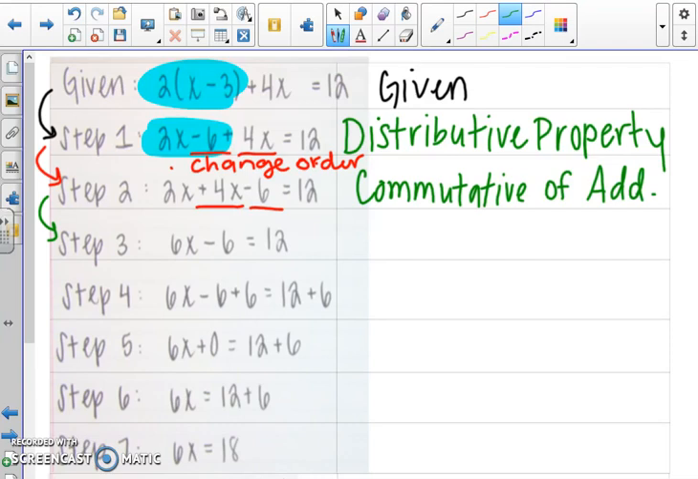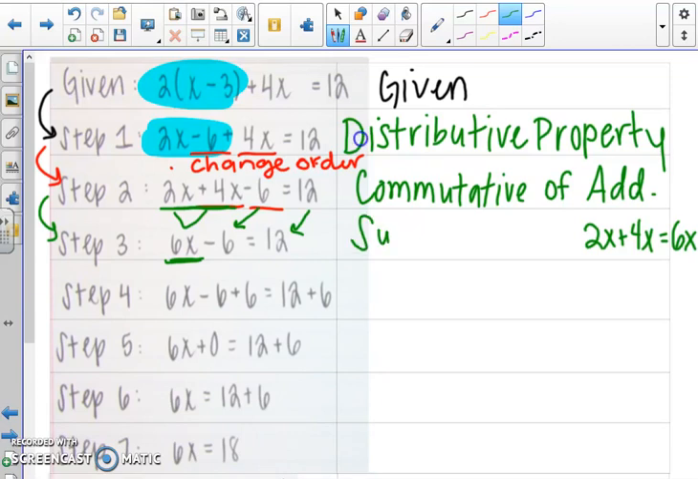Step 2 to 3, what changes? Okay, the 12's the same, the 6 is the same. Oh, but 2x plus 4 now became 6x. So we added 2x plus 4x. So we took 2x plus 4x and we replaced it with 6x. What property allows us to replace an expression with an equivalent value? Substitution. So we use substitution when we're combining like terms.